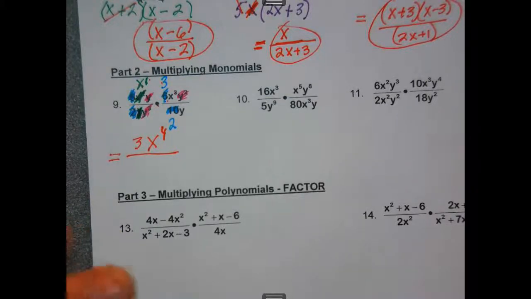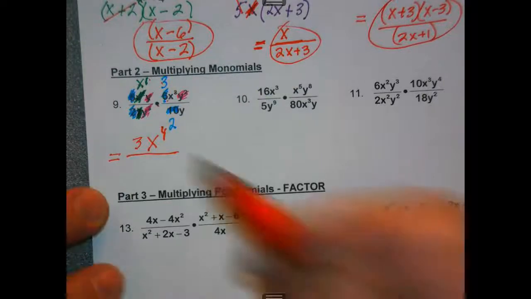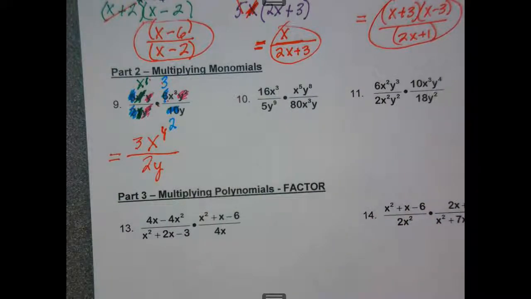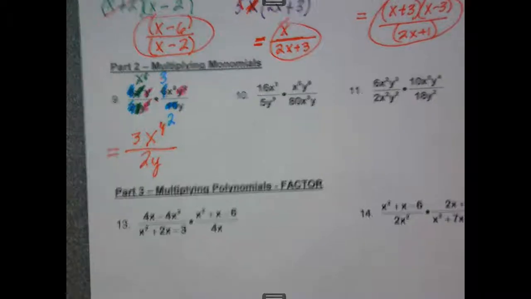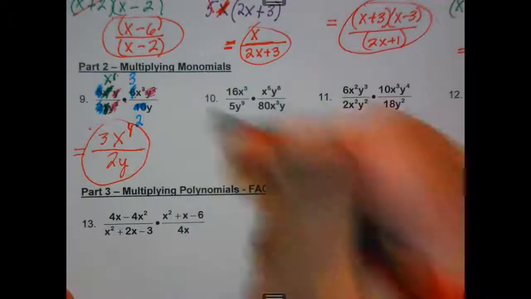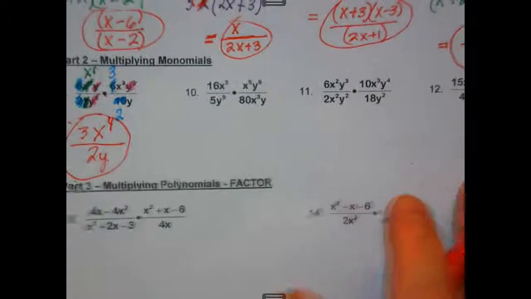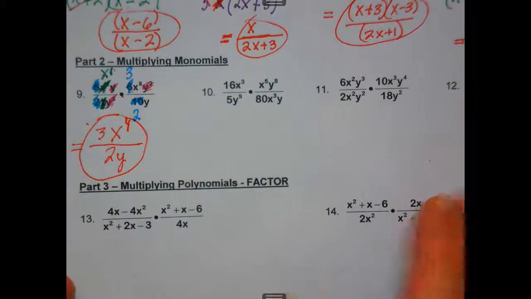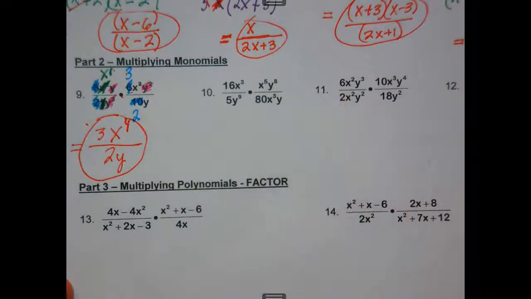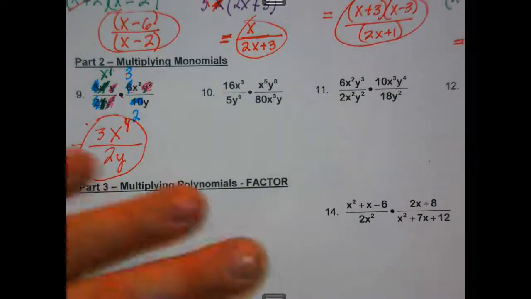Okay, I'm going to show you a different way, and this second way probably will make more sense for you. So that's canceling out before you multiply. Now let's do it the other way: let's multiply and cancel out.